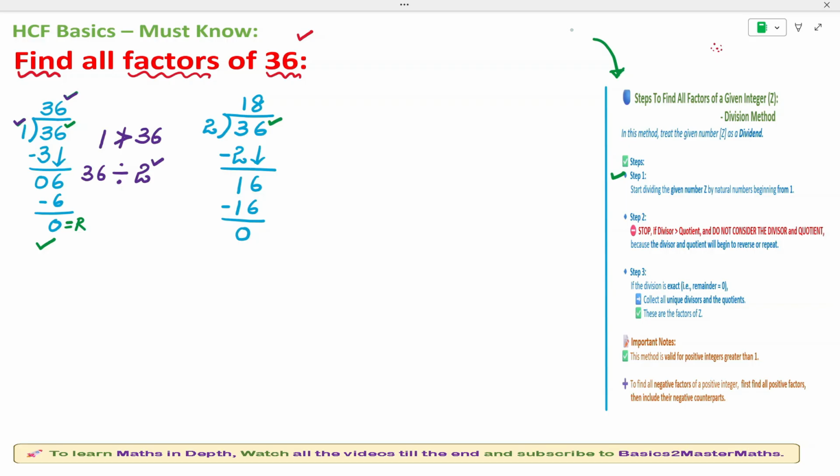When we divide 36 by 2, we get 18 as the quotient and 0 as the remainder. So, this division is exact. In this case, the divisor 2 is not greater than the quotient 18. So, divide 36 by the next natural number 3.